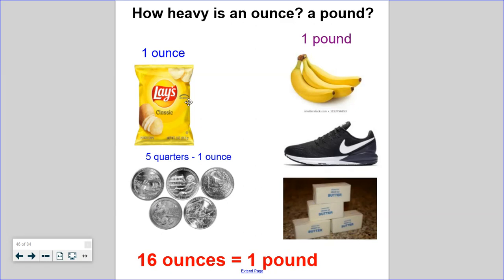Now, what about a pound? 3 bananas is about a pound. A men's tennis shoe is about a pound. Not a little kid's, because those would be lighter, but a men's tennis shoe is about a pound. And then 4 sticks of butter is 1 pound. That's a pound of butter. So 16 ounces is the same as 1 pound. And you do not need to memorize that. You'll do more work with that as you get older.